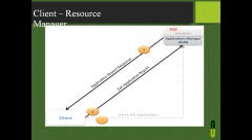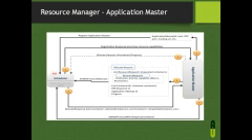Okay, now we look at the scenario of the resource manager and application master. In this figure we see the resource manager. The resource manager has a scheduler and an application master. This is the first process, and it shows the application master registering with the resource manager.